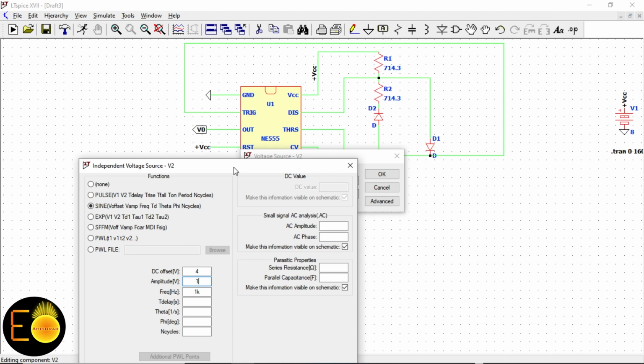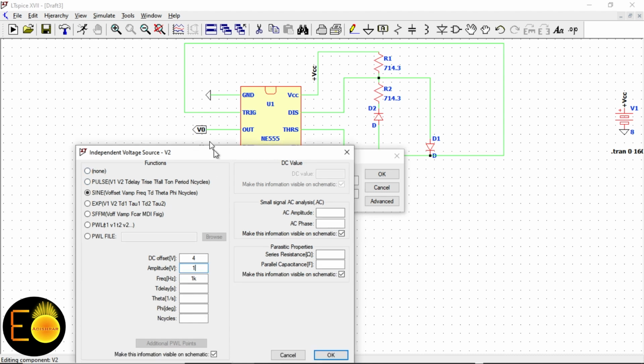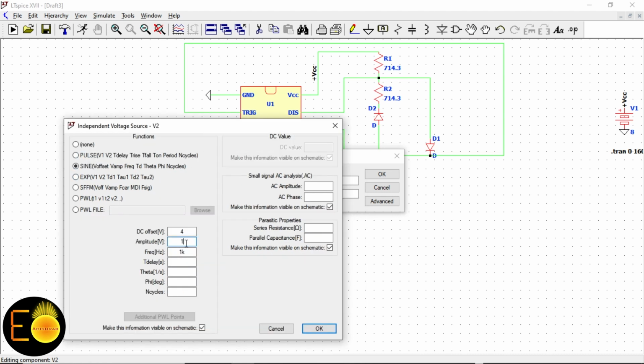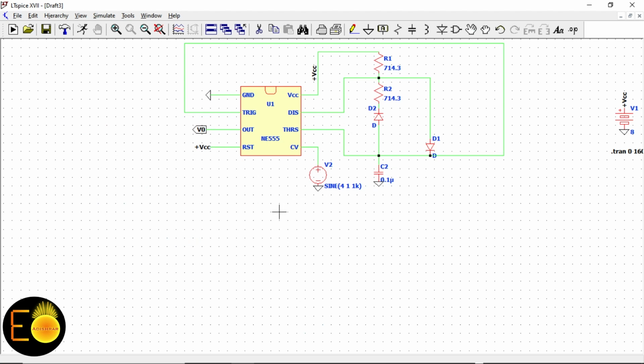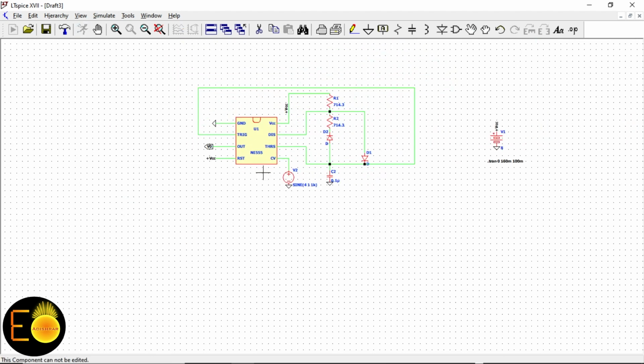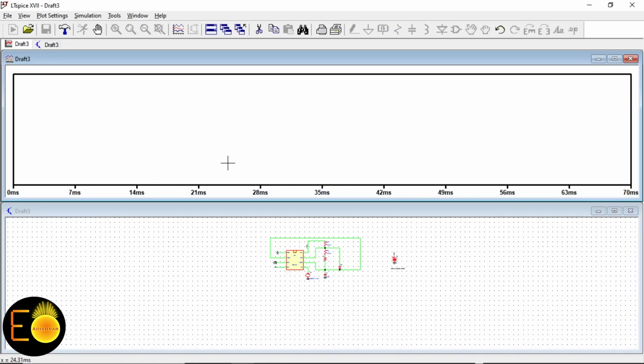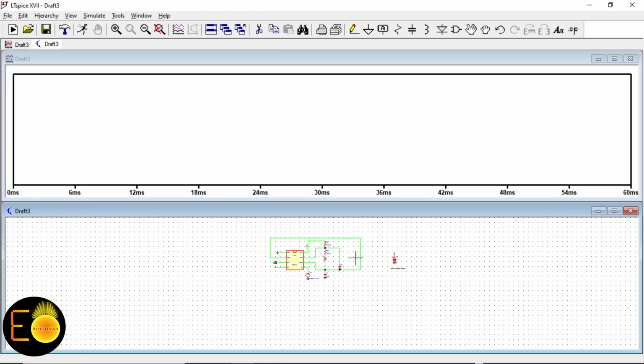But if you put the sinusoidal voltage in such a way that it goes less than the zero voltage, then the capacitor voltage cannot charge up to the VCC, and your output will not work properly. So I'm putting here the DC voltage of 4 volt and the peak voltage of 1 volt, so that the negative peak voltage will not reach the zero voltage. So now I'm clicking OK, and now let's see what our circuit gives.